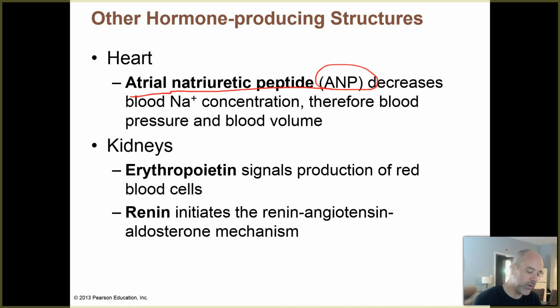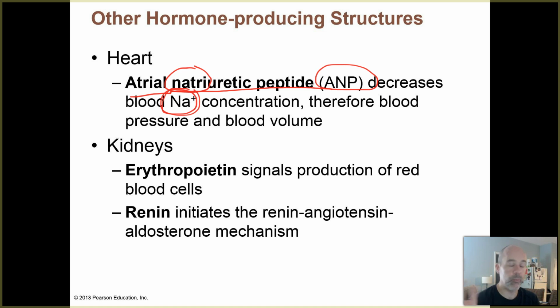Natriuretic. Natri refers to sodium. Natrium is the Latin word for sodium. That's where the chemical symbol Na for sodium came from. Uretic, like a diuretic, you pee something out. This hormone causes you to release more sodium in your urine. And what did we say about water? Water follows sodium. So if this hormone is telling your kidneys, leave more sodium in the urine, we need to pee out more sodium, water's going to follow that. So it's going to decrease your blood pressure and your blood volume.